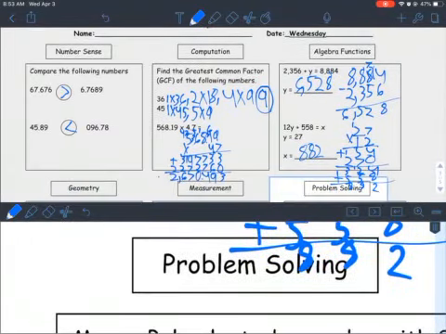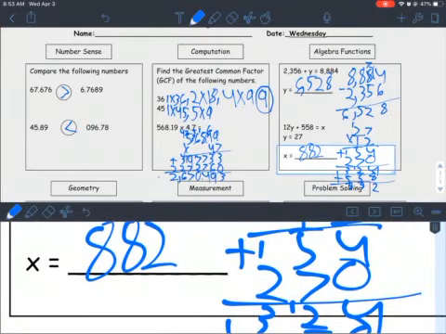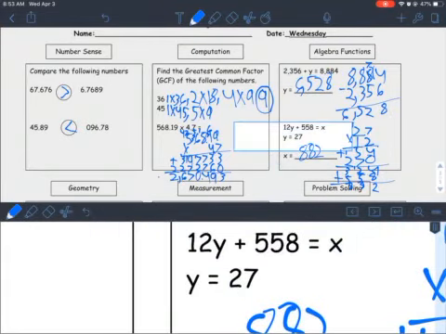You get 324, but am I done, Amara? Oh, yeah. Okay, what do I need to do? I need to add the 558 to finish off this equation. And you should get 882. Amara, sign your name.